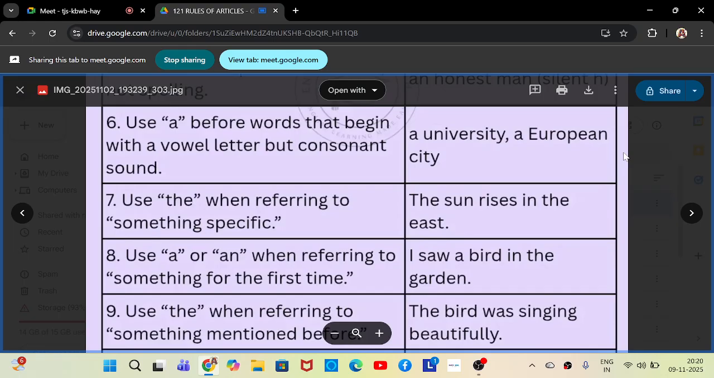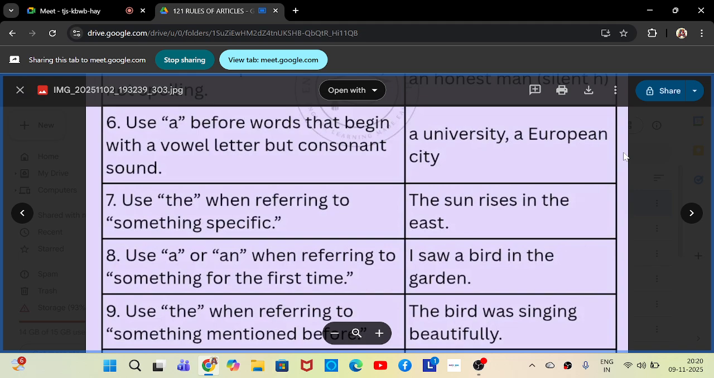Yes, ma'am. Similarly, in European also, E is a vowel. But how are you pronouncing it? Are you saying "an European" or "a European"? No. It's European. Again, the U sound, the Ya sound, is a consonant sound. That is why you are using a instead of an.